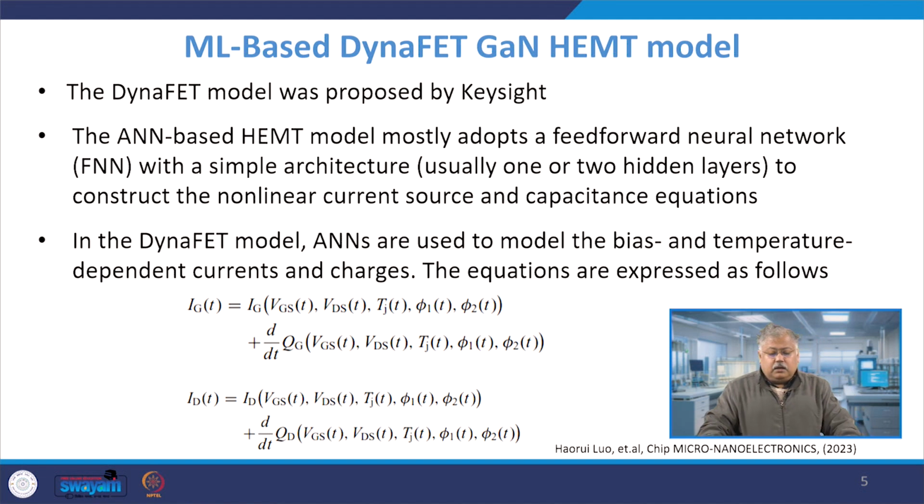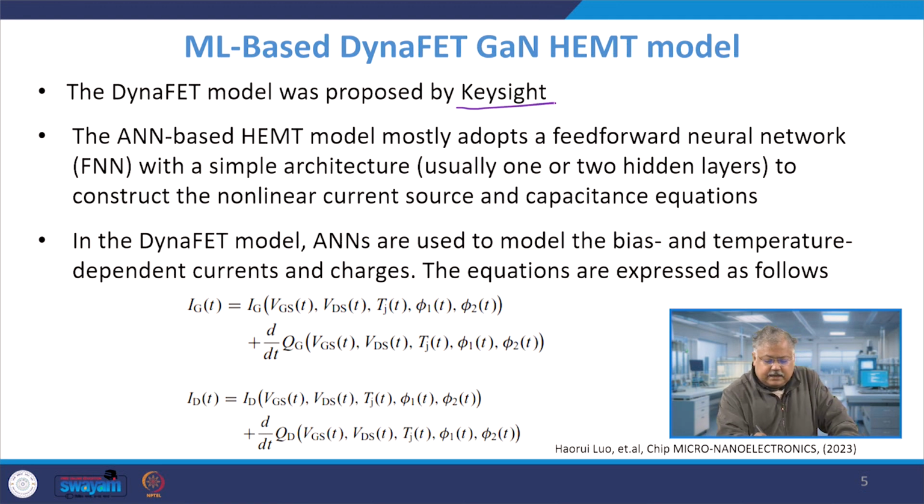Now, let me come to another model, and this is known as the DynaFET GAN HEMT model. This is a machine learning based model which is basically applied to gallium nitride based HEMT models. Typically we use here an artificial neural network HEMT model, a feed forward neural network iteration, right? Typically there are 2 to 3 hidden layers, and they help you to construct nonlinear current and capacitance equations. This was actually proposed initially by Keysight.